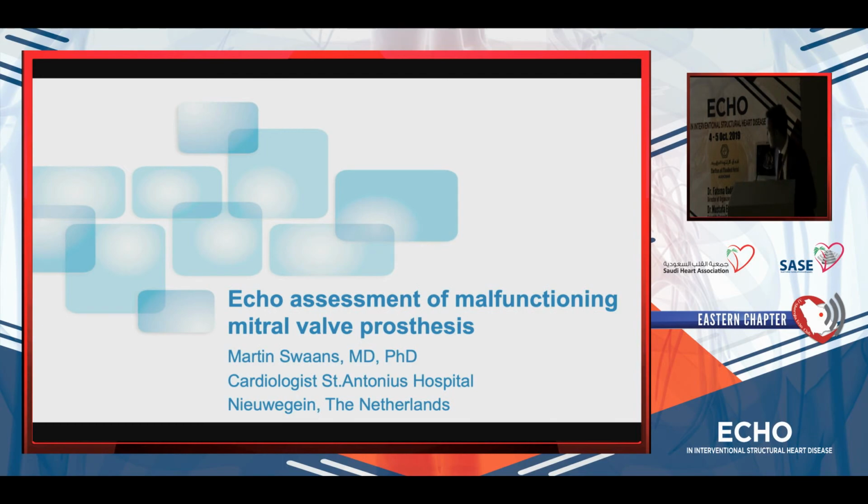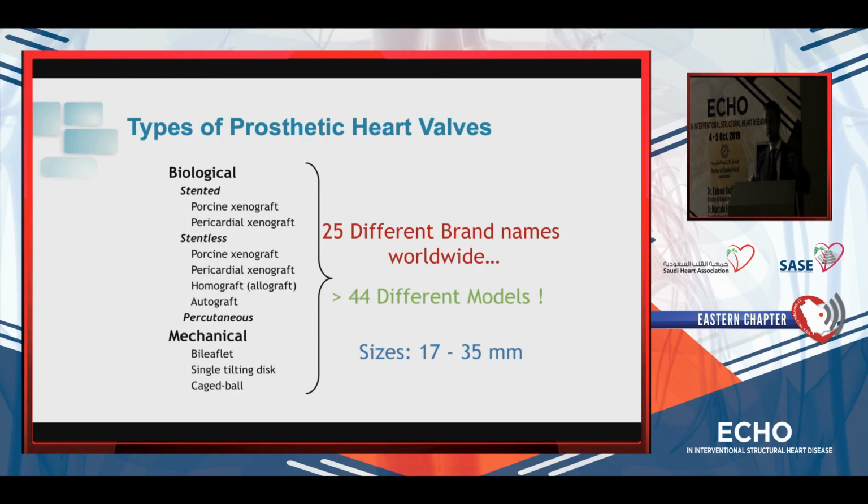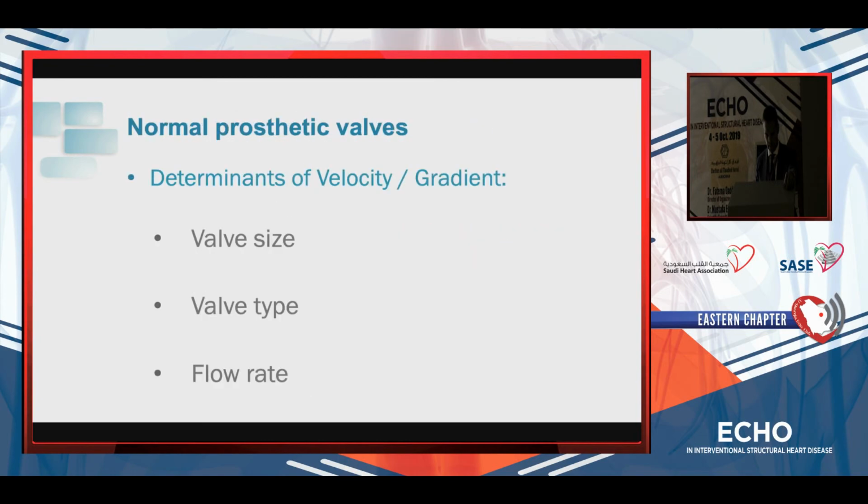So, how are we going to assess a malfunction in bioprosthesis? Here we go. First of all, as I already said in the previous talk, there are a lot of different heart valves available at the moment. There are 25 different brand names and more than 44 models. They have a big range, so that's something you cannot keep in mind. There are definitely tables and information you can use, like apps, and I will show you.